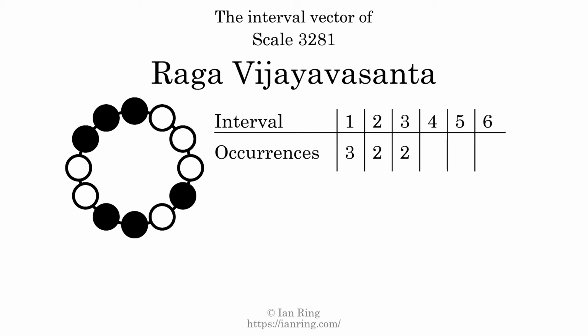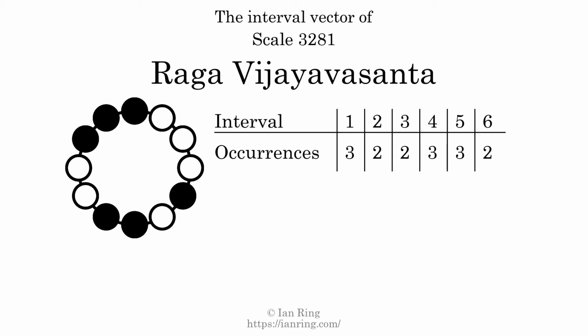There are 2 intervals with the size of 3 semitones. They are here, and here. There are 3 intervals with the size of 4 semitones. They are here, here, and here. There are 3 intervals with the size of 5 semitones. They are here, here, and here.